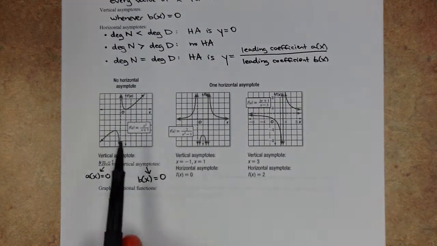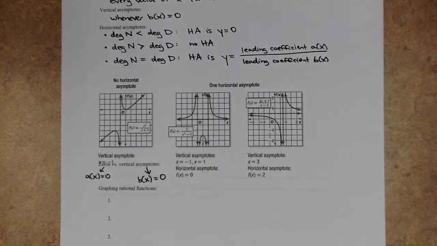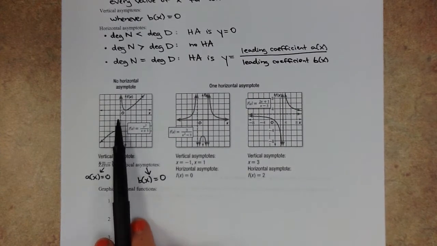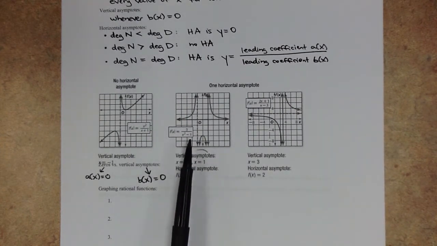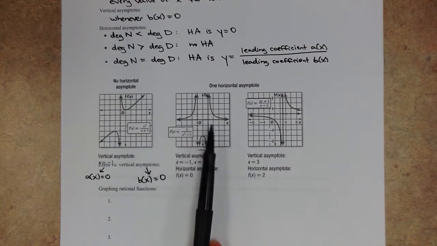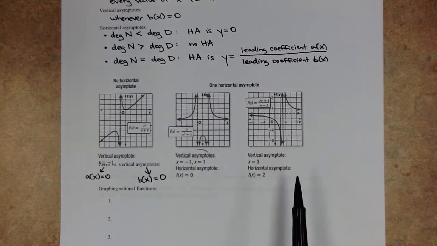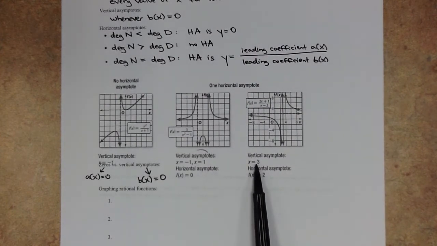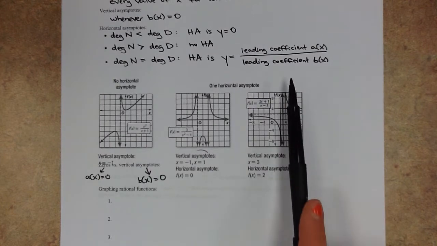And then for all of these, vertical asymptotes are where the denominator is equal to 0. So here, the denominator is equal to 0 at -1. That's this line right here. Here, x squared minus 1 is equal to 0 at either plus or minus 1. So you actually have 2 vertical asymptotes in this one. And then here, x minus 3 is equal to 0 when x equals 3. So there's our vertical asymptote over here.